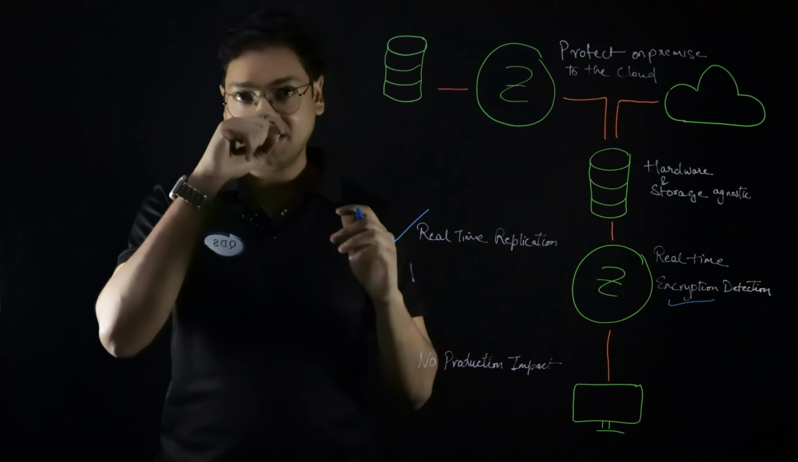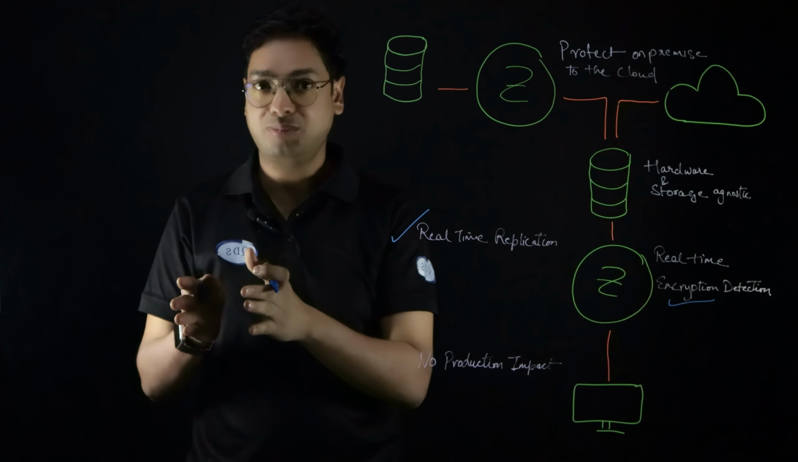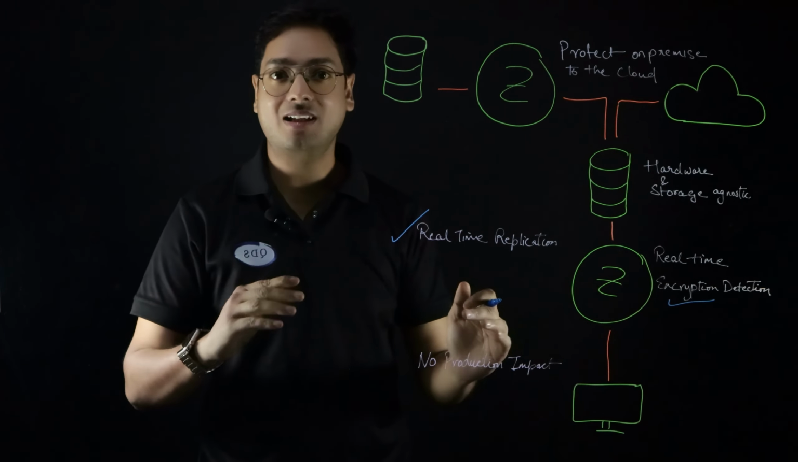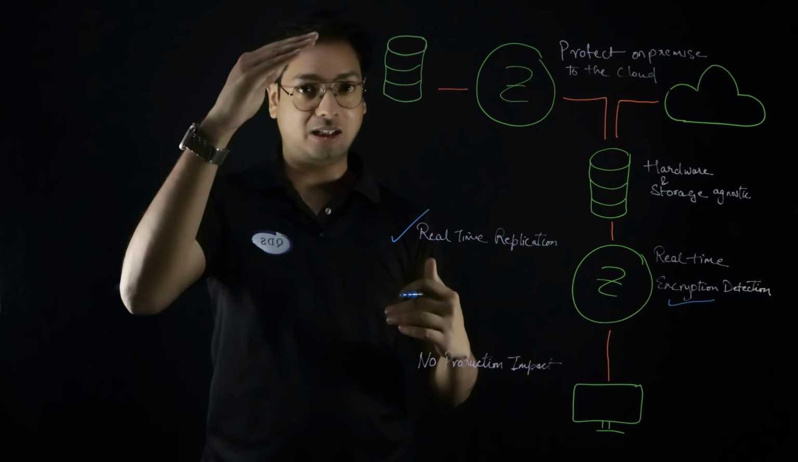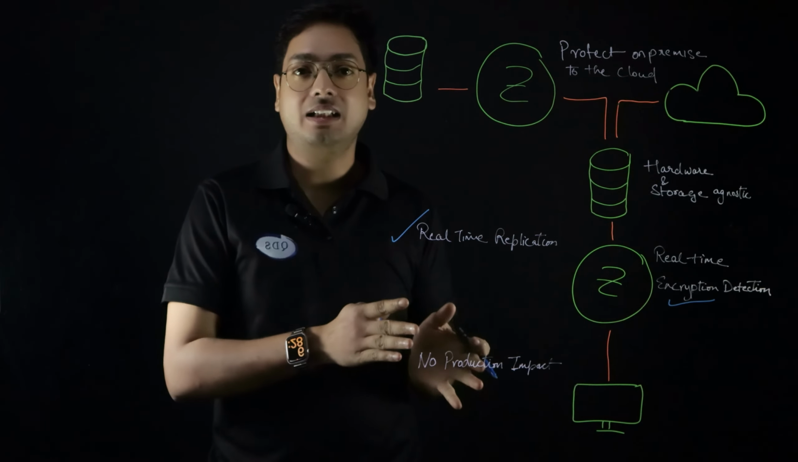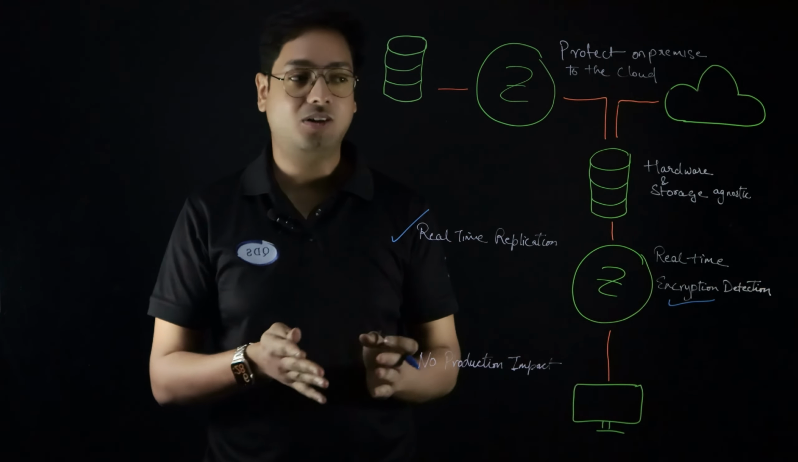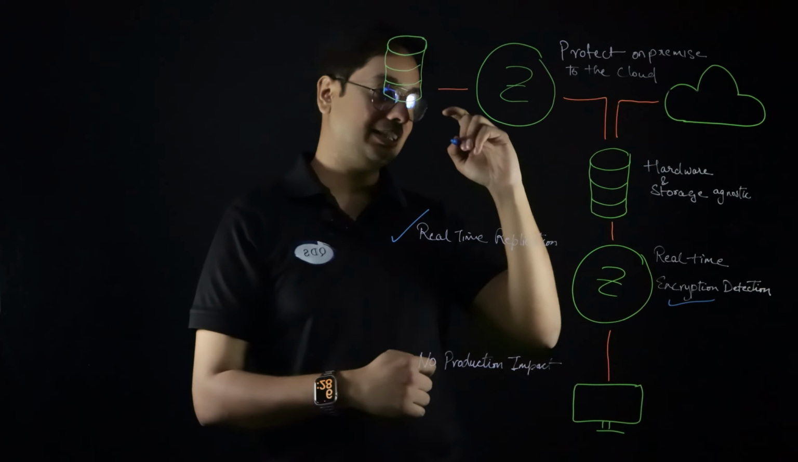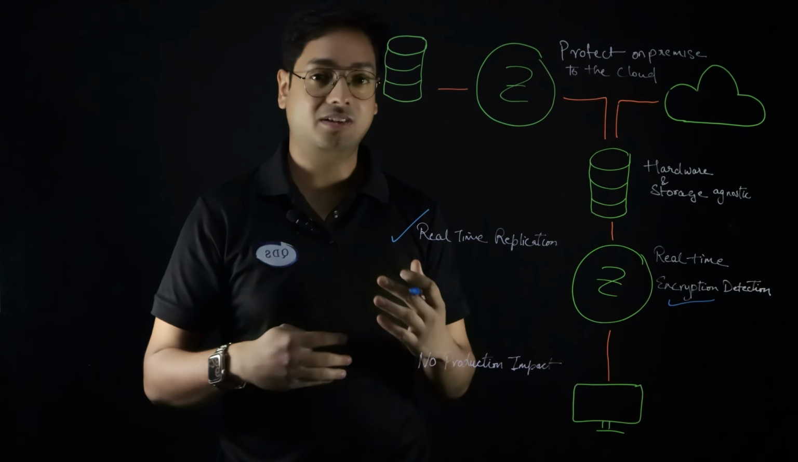Because usually when we have DR solutions, we have to make sure that storage from the primary side to the storage on the secondary side is the same to maintain that replication, right? But if we are doing hypervisor level replication with Zerto, there's no need. Any hardware can be installed on the primary side, or it can be installed on the secondary side.